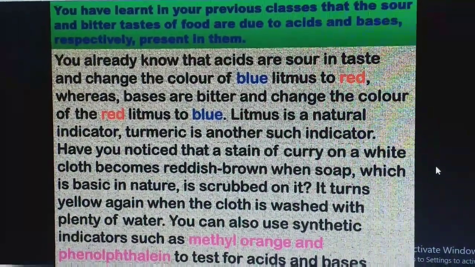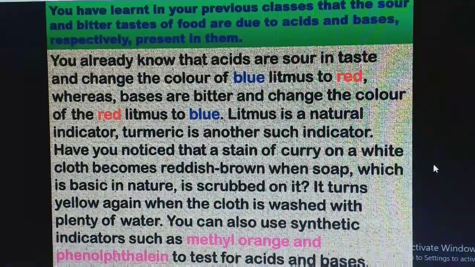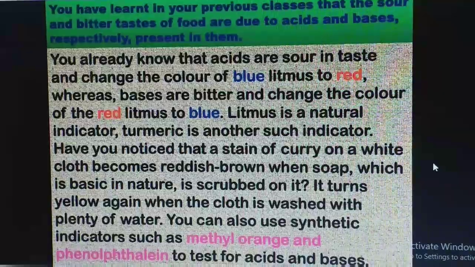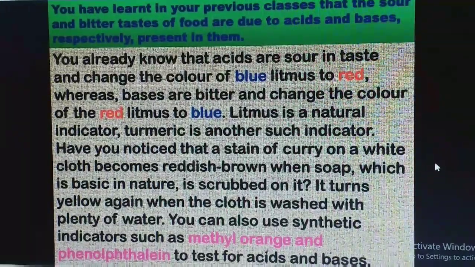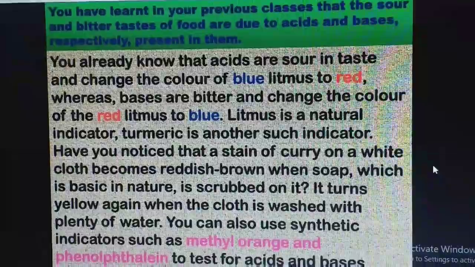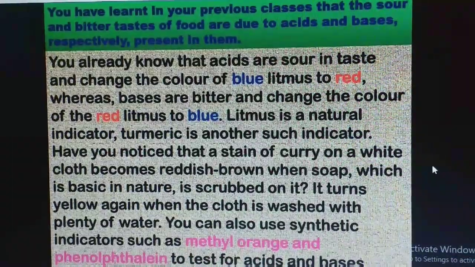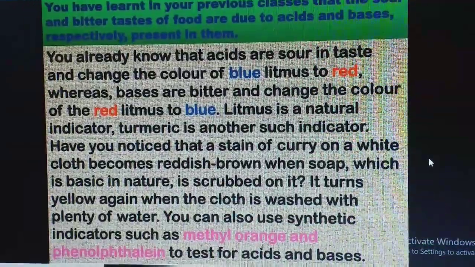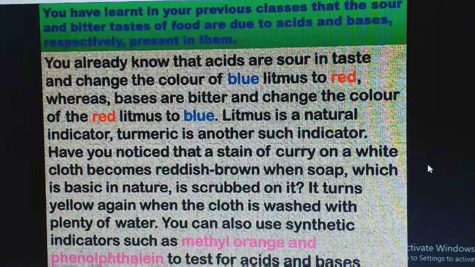You can also use synthetic indicators such as methyl orange and phenolphthalein to test for acids and bases. So two types of indicators are there. One is natural, another is synthetic. Natural means litmus and turmeric, and artificial, that is synthetic indicators, means methyl orange and phenolphthalein.